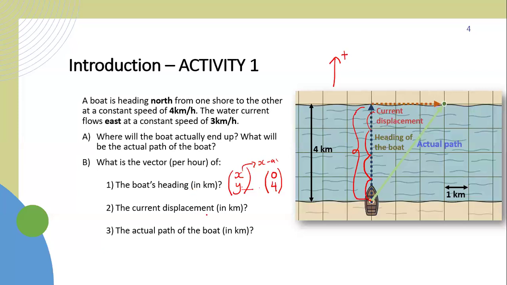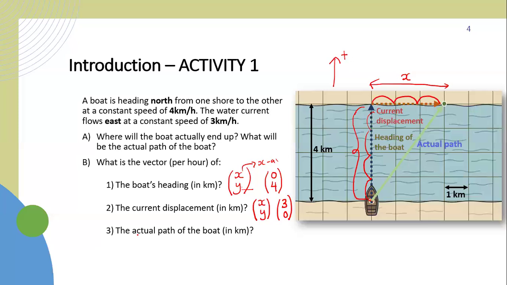Then when it comes to the current displacement, I'm going to look at how our boat has moved in the east direction. Along the east, this is what we call the x-axis. When I'm writing my vector, still I will start with x and end up with the y. Along the x-axis, our boat has moved 1, 2, and 3 steps. So it has moved 3 steps, and the direction it has taken is the positive direction. So here we shall have 3. But along the y, it has not made any movement. So our y here is going to be 0. Now that is our second.